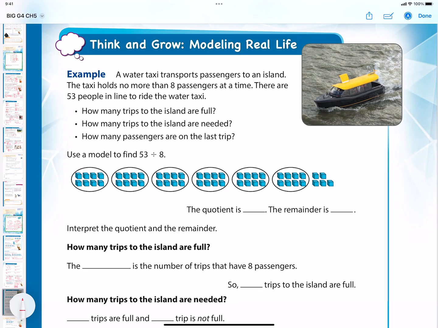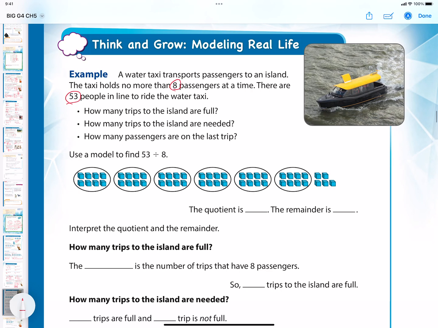A water taxi transports passengers to an island. The taxi holds no more than 8 passengers at a time. There are how many people? 53 people in line to ride the water taxi. How many trips to the island are full? And how many trips to the island are needed? And how many passengers are on the last trip?